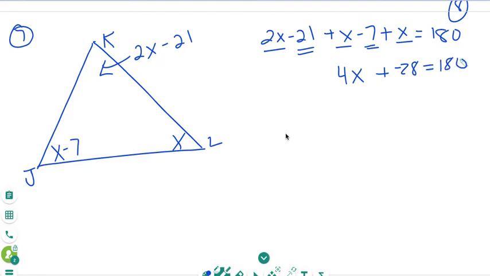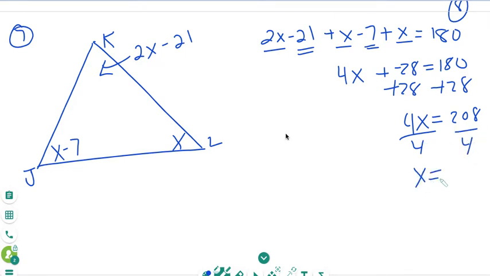4x minus 28 is equal to 180. I'm going to zero pair the 28, zero pair the 28. 4x is equal to 208. Divide by 4, divide by 4. x is equal to 52. And of course, I could put the 52 in here to say that this angle was 52. Then I could subtract 7 to find out what the measurement of this angle is. I could multiply it times 2, subtract 21, and find out the measure of K.